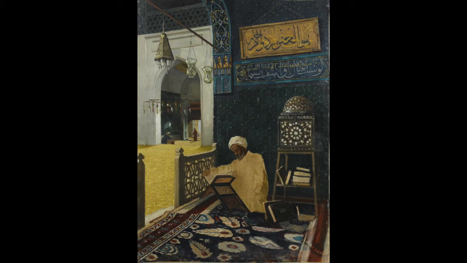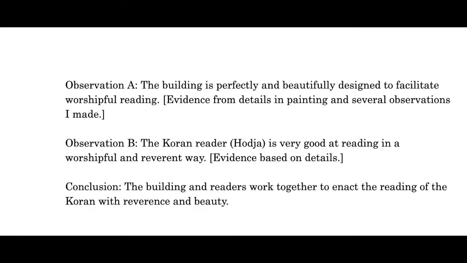Let's go back to my analysis of Hoja reading the Quran. If I were to rearrange my analysis of that painting into a logical argument, and if I really wanted to put it into something like a standard form of a syllogism, I might do something like this. The first main observation I made was that the building is perfectly and beautifully designed to facilitate reading of the Quran that is worshipful and reverent. I made that observation based on lots of details in my analysis of the painting.